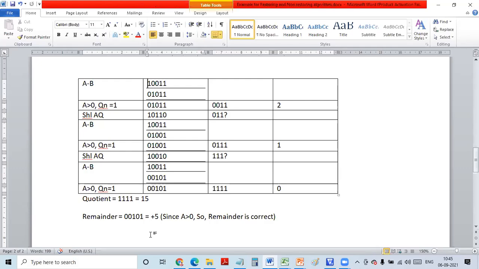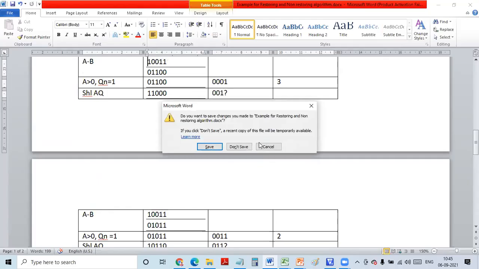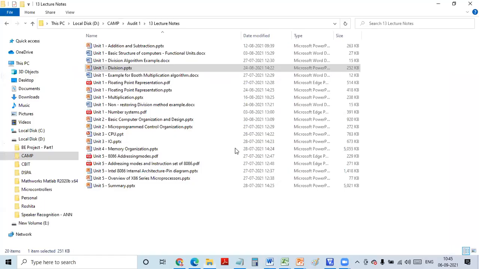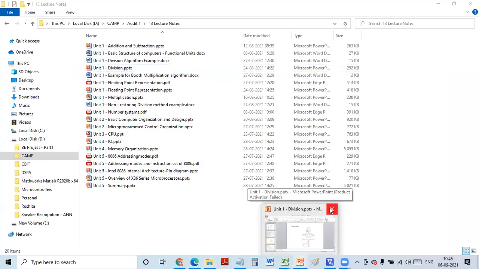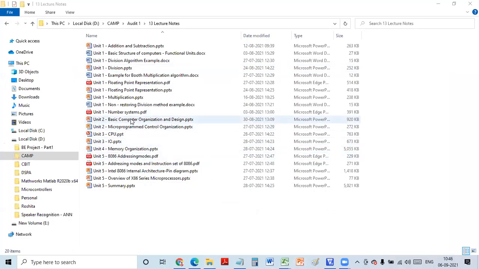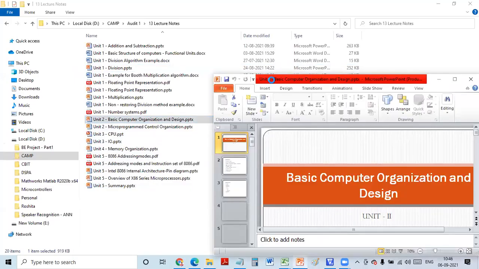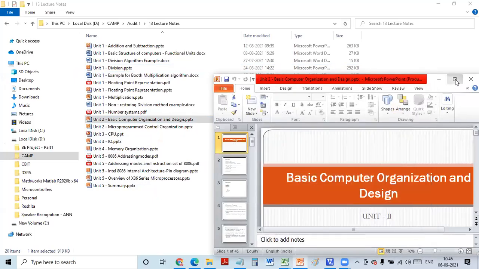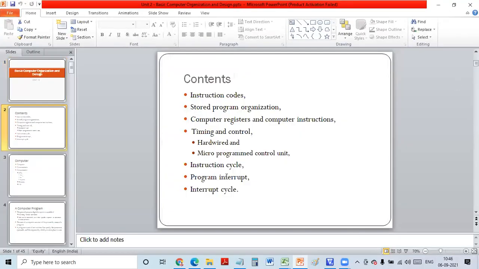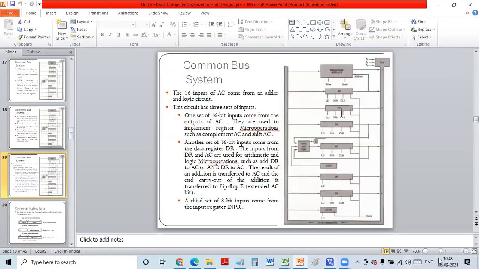Is it clear? Yes, ma'am. Okay, and next we proceed to our regular continuity, which is the common bus system.